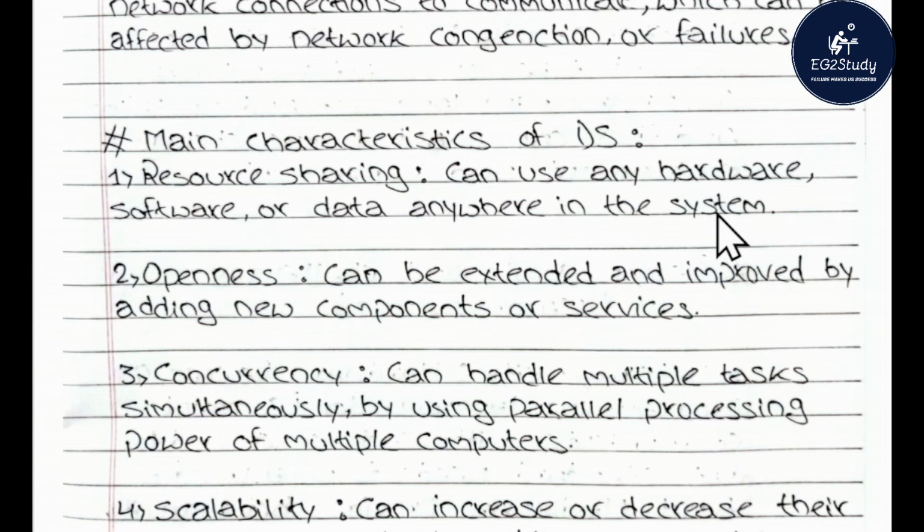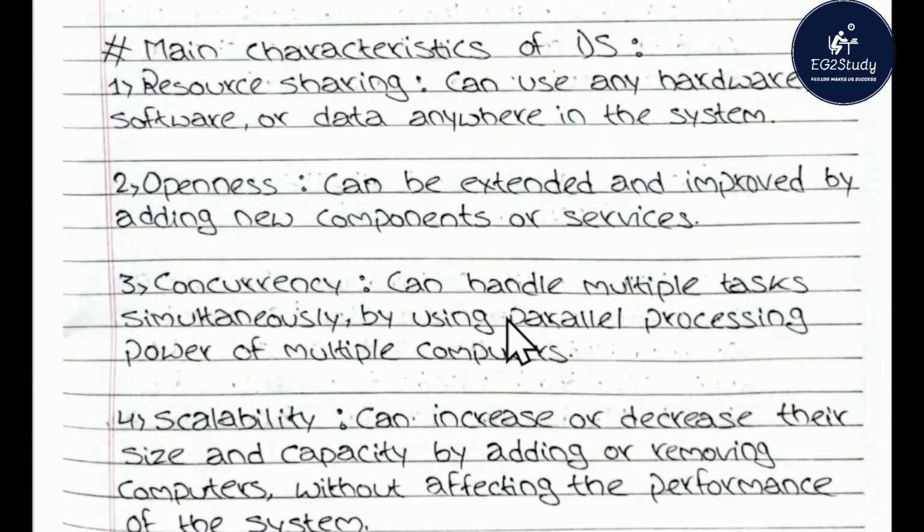Openness. A distributed system can be extended and improved by adding new components or services. Distributed systems are always open to add new systems and improve the systems. Concurrency. Distributed systems can handle multiple tasks simultaneously by using the parallel processing power of multiple computers. Multiple computers are performing in parallel so that the distributed system can handle tasks simultaneously.